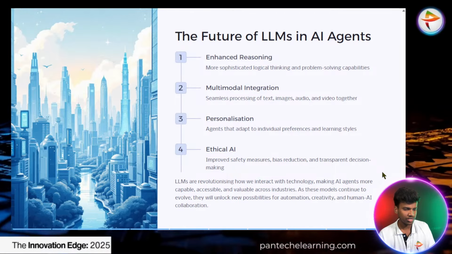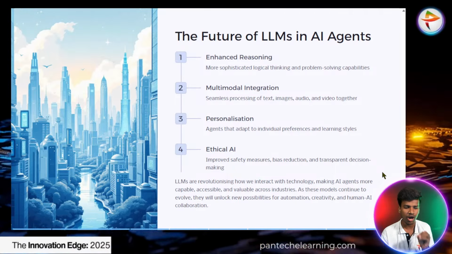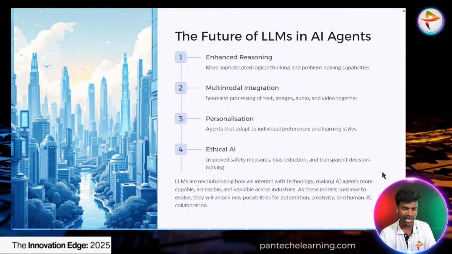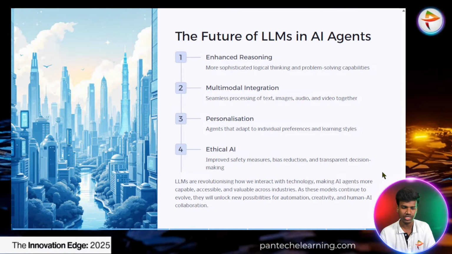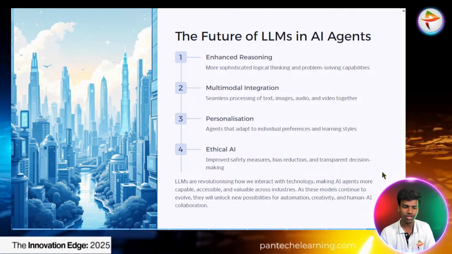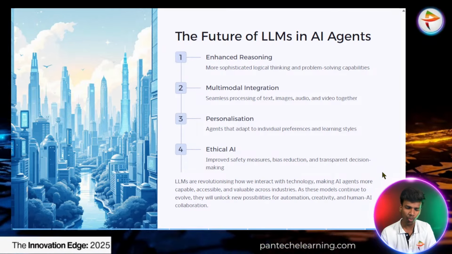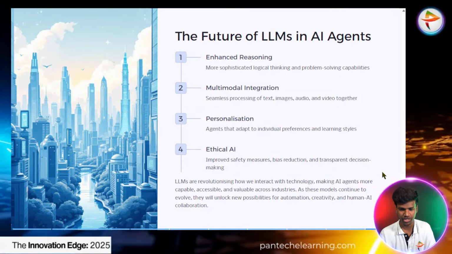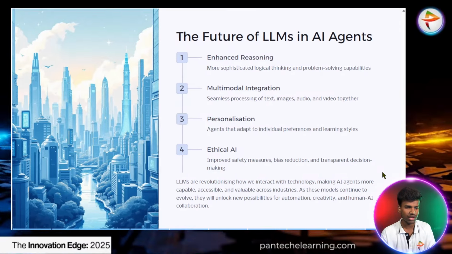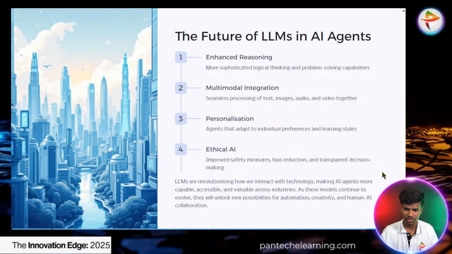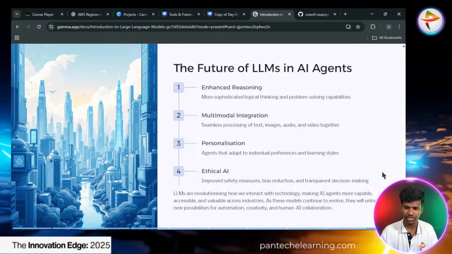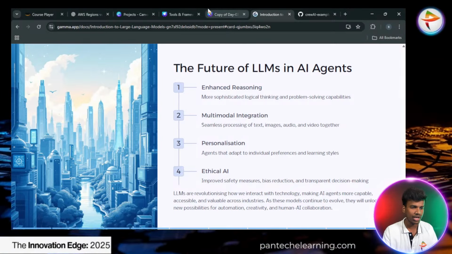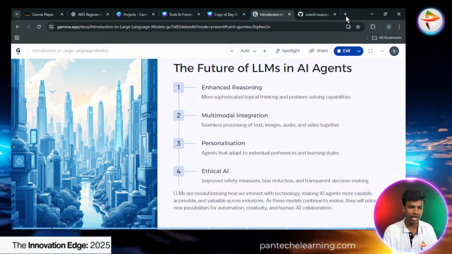LLMs are revolutionizing how we interact with technology, making AI agents more capable, accessible and valuable across industries. As these models continue to evolve, they will unlock new possibilities for automation, creativity and human-AI collaboration. These are all the future of LLMs. Okay, so these are all the things we have to discuss about LLMs. Now we can go with the example part.